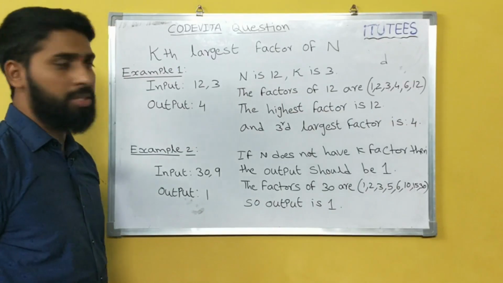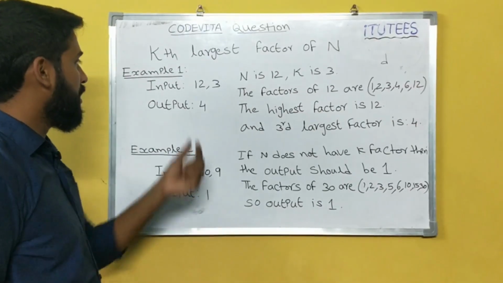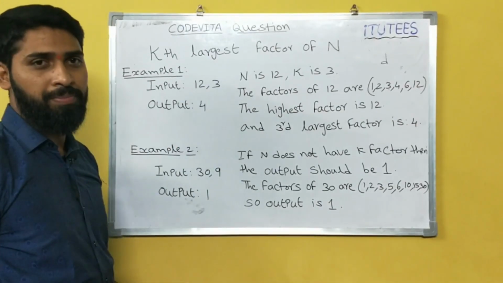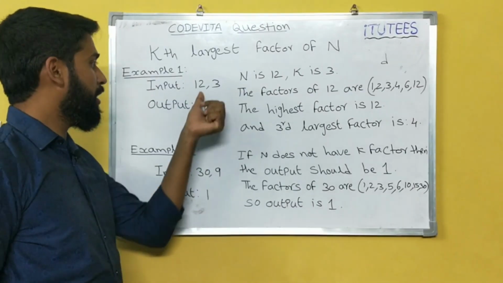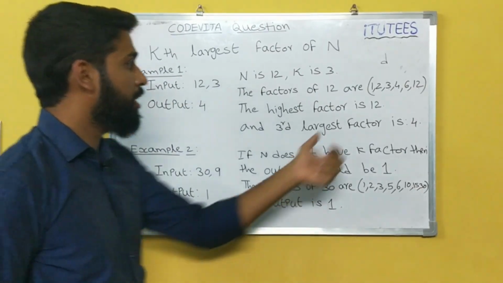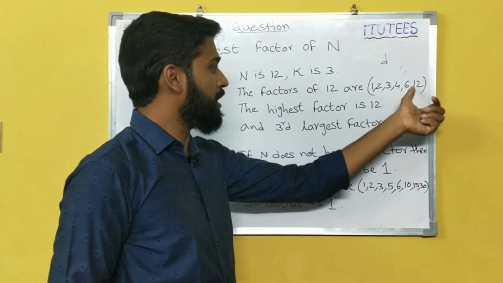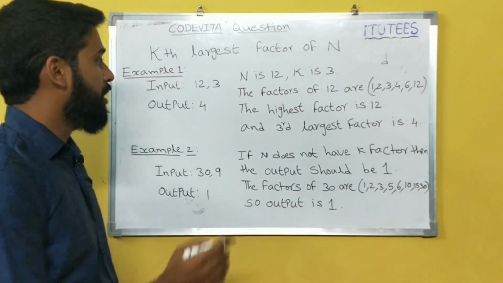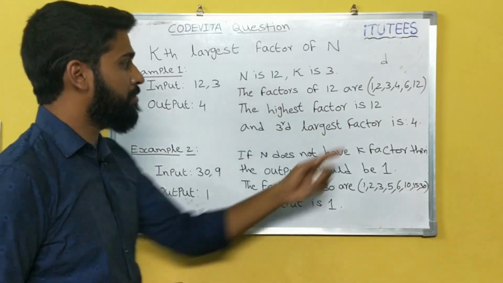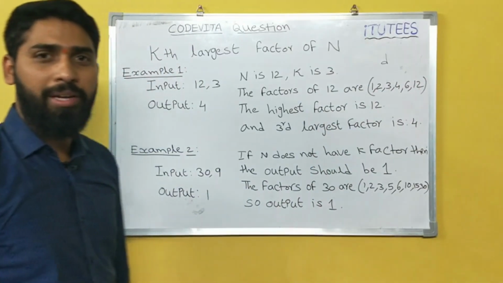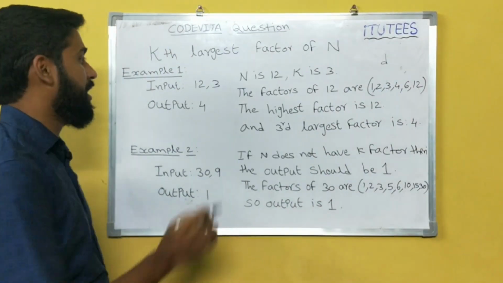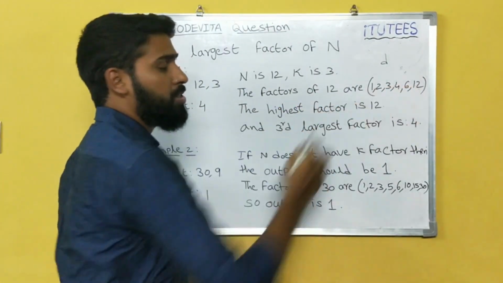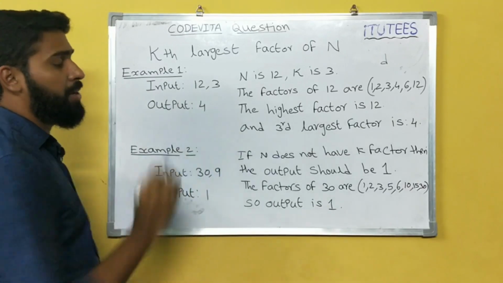Now we are going to discuss one example. Taking n equals 12. What are the factors of number 12? The numbers are 1, 2, 3, 4, 6, 12. That means if you divide 12 by these numbers, you get the remainder 0. So we say that 1, 2, 3, 4, 6, 12 are the factors of the number 12.